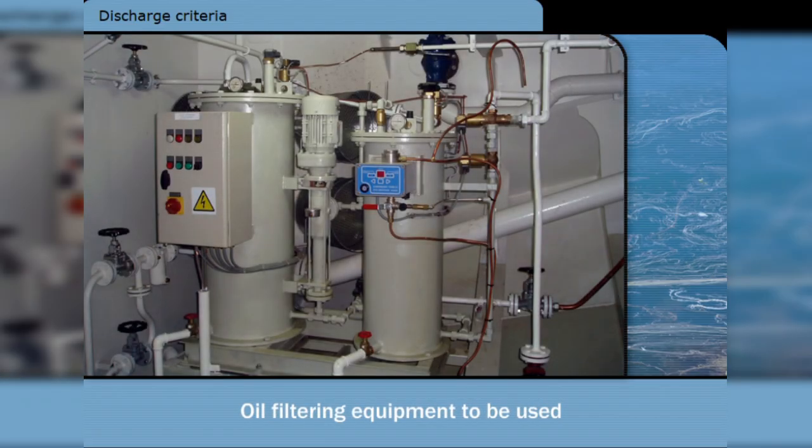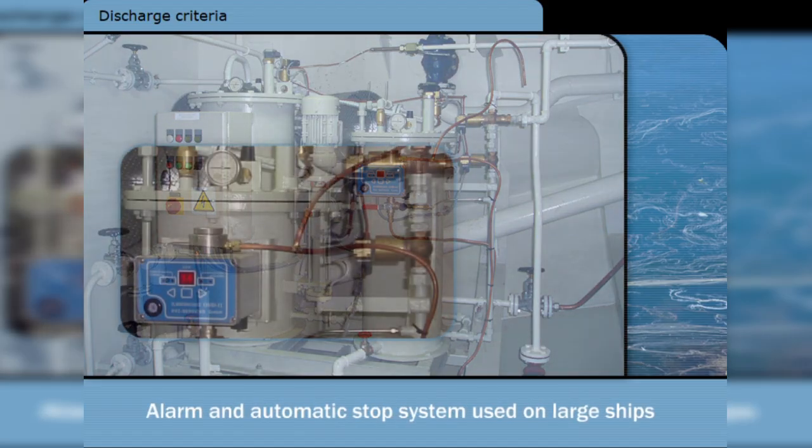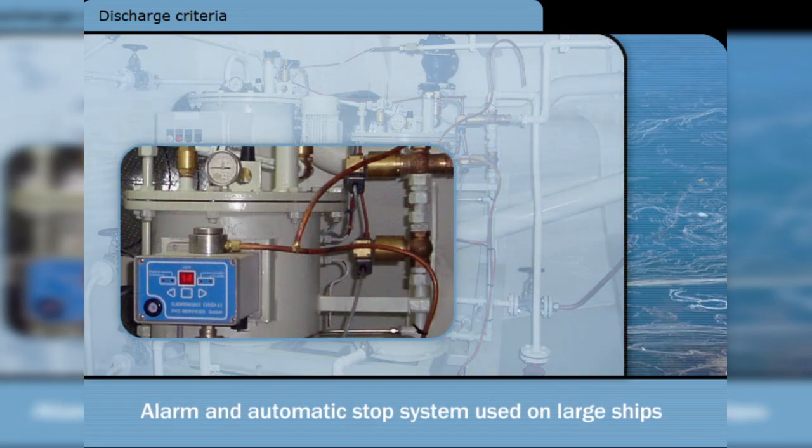Discharges of oily bilge water are not allowed unless oil filtering equipment is used. This is commonly known as a bilge separator or oily water separator. On large ships, an oil content meter, alarm and automatic stop system must be used at all times.